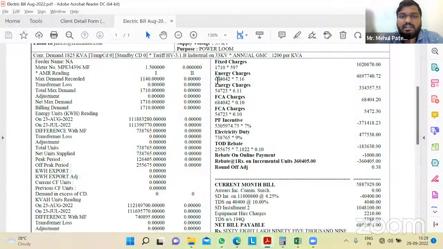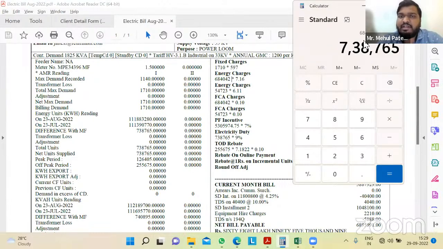So basically what I was trying to explain is we need to take whatever the electricity consumption is. So this particular 684042 is the total consumption. I'll just make it simple in the calculator rather than wait till our Excel gets loaded. So 684042 is the total energy consumption.